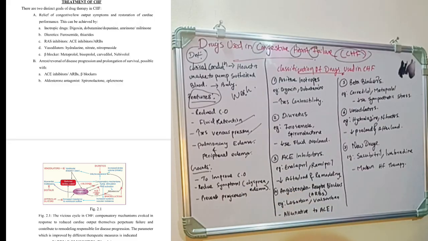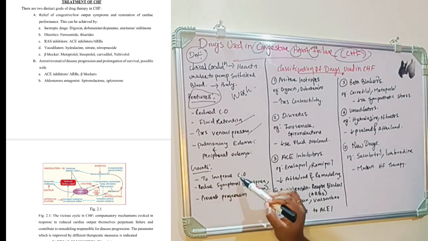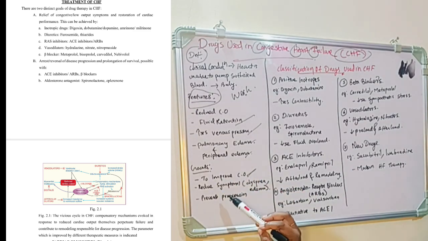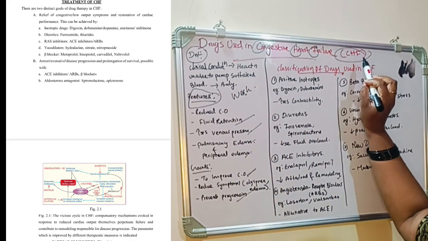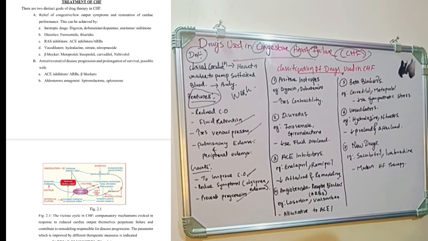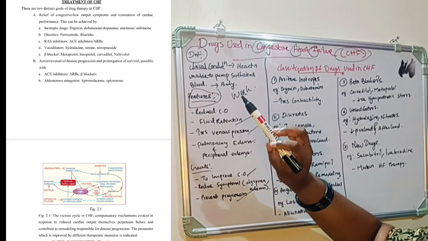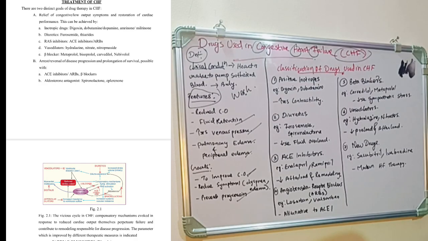So what is the goal? Why are we using this treatment? It will improve the cardiac output, and it will reduce symptoms like edema and dyspnea. It will also prevent the progression and improve the survival of patients. Now you are clear about it. Where will we use the CHF drugs? When our heart is weak and unable to pump the blood, in those cases we are going to use the CHF drugs.